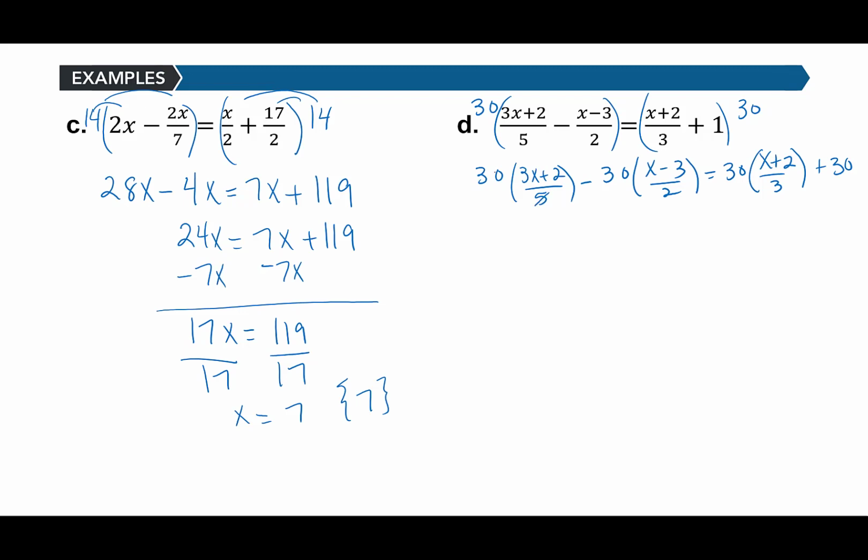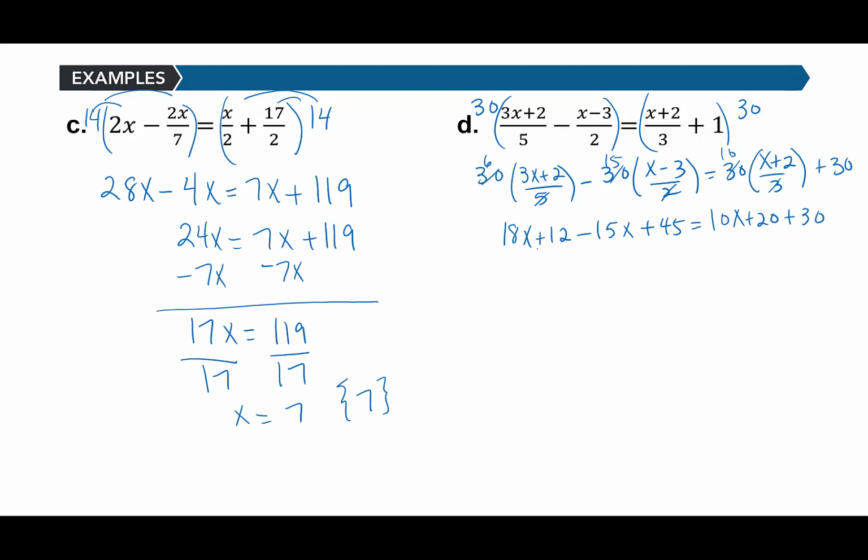So 5 goes into 30 6 times, and now distribute the 6 to the numerator, which becomes 18x plus 12. 2 goes into 30 15 times. Distributing, be careful with this negative. So negative 15 times x is minus 15x. Negative 15 times negative 3 is plus 45. And that equals 3 goes into 30 10 times. So 10 times x plus 2 is 10x plus 20 plus 30.